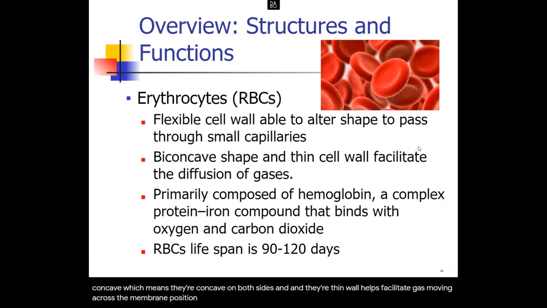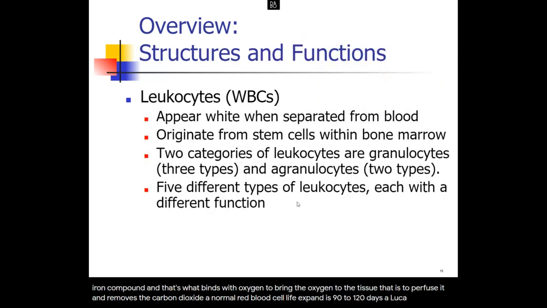The composition of the red blood cells is primarily hemoglobin, which is a complex protein-iron compound, and that's what binds with oxygen to bring the oxygen to the tissue to perfuse it, and removes the carbon dioxide. A normal red blood cell lifespan is 90 to 120 days. A leukocyte, when it's separated from the blood, looks white. That's why it's called a leukocyte.